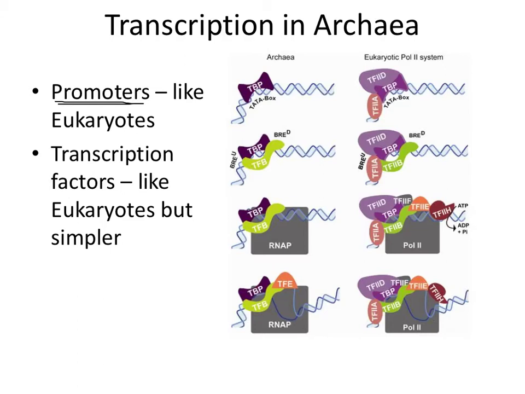The major distinguishing quality that allows us to say that is the presence of what's called a TATA box, a TA-TA sequence. Over here we see it in an archaeal promoter, and we see the same thing in all eukaryotic promoters. And in another aspect pertaining to the initiation of transcription, transcription factors in archaea are much like simplified versions of eukaryotic transcription factors.